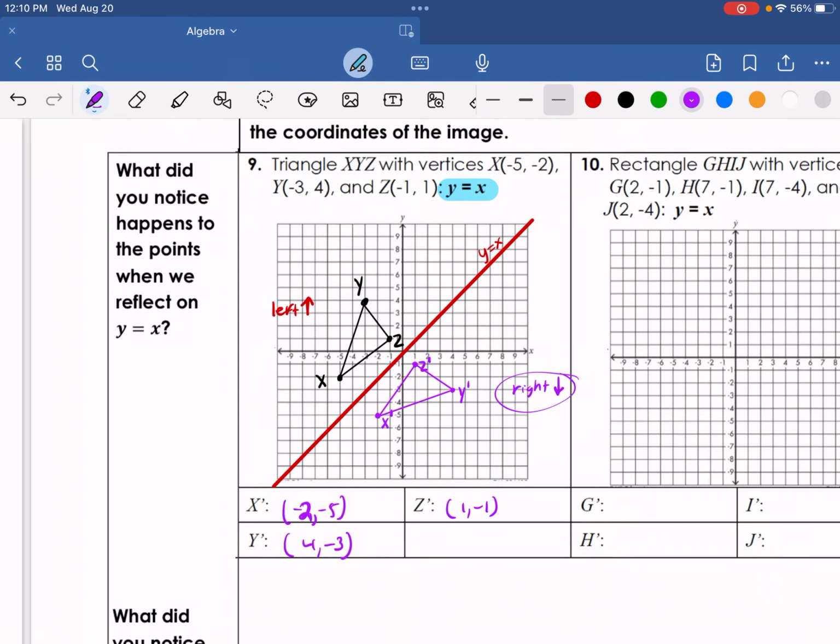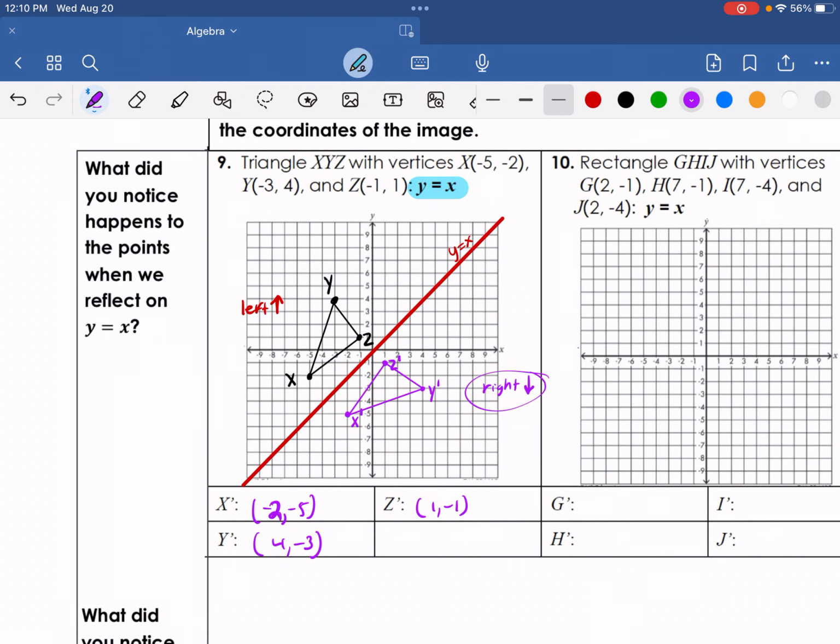There is going to be a pattern for these, and the reason why there's a pattern is because the line of reflection is going through the origin. It's going through 0, 0. And there's a pattern because the slope is 1. But if I move this line up or down, there is not going to be a pattern. The pattern can only work when you are going through the origin and there's a slope of 1.